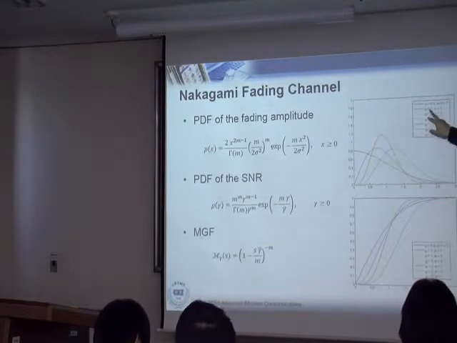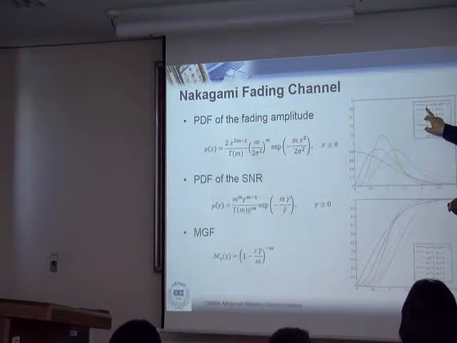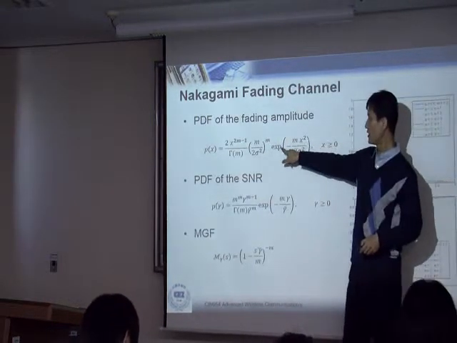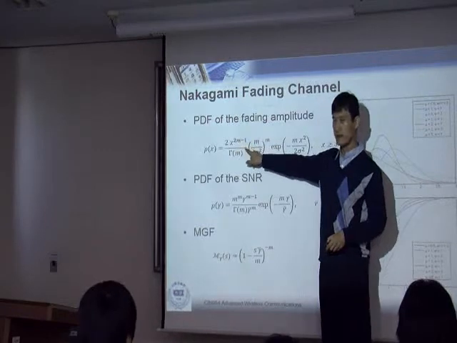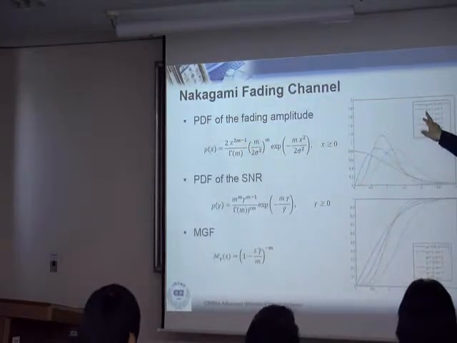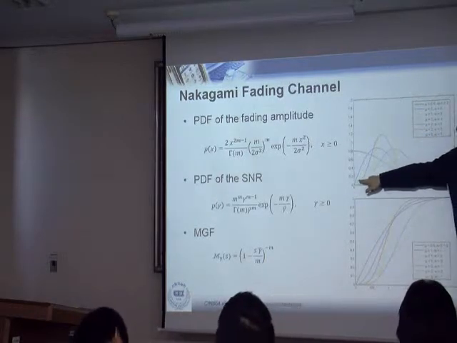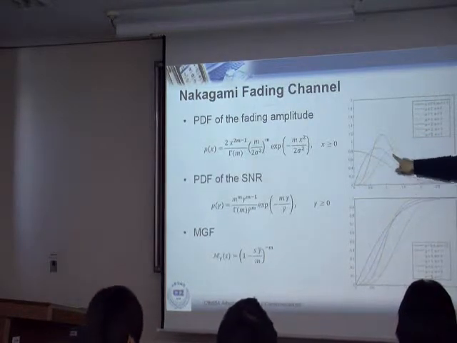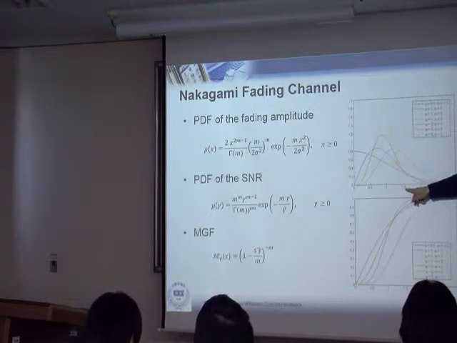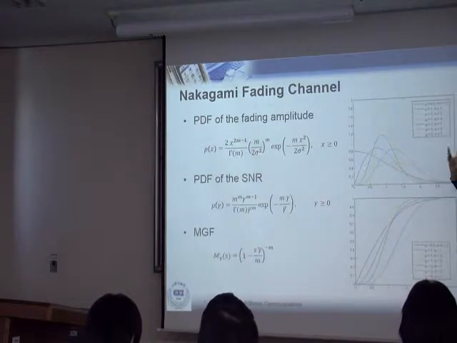But anyway, so when this m is 1, let's say you put 1 here, 1, 1, 1, 1, 1. Then this becomes Rayleigh. Okay, when m equals 1, the blue one, this blue curve is exactly the same as a Rayleigh PDF. Okay, so therefore this one includes Rayleigh.